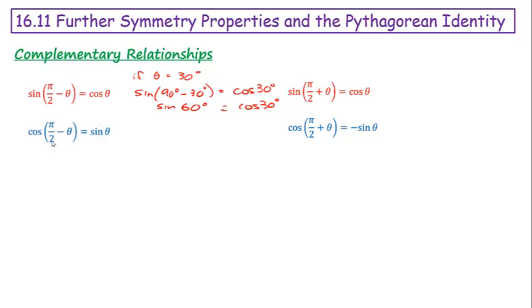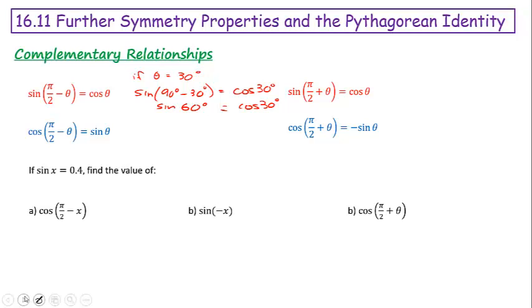Similarly, if we've got the cos of pi over 2 minus theta, that's going to be equal to sine theta. Over here, if we're looking at theta plus 90 degrees, or theta plus pi over 2, the sine of pi over 2 plus theta is equal to cos theta. But if we have the cos of pi over 2 plus theta, that's equal to the negative sine theta, and that's because cosine is negative in that quadrant there. Okay, so we'll take a look at how we might use this.